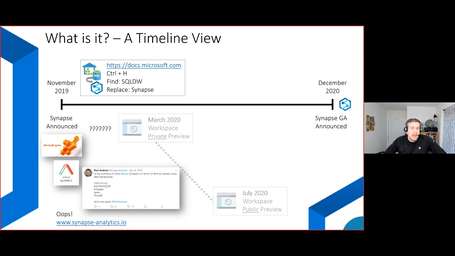So what happened next, and it took until actually March of 2020 for me, was that through MVP channels, I finally got access in private preview to the workspace. So this user interface looked a lot like the user interface we had from Data Factory. Once we had access to this workspace, I started to get an appreciation of what was actually in this Synapse suite of services, as I've started to describe it.